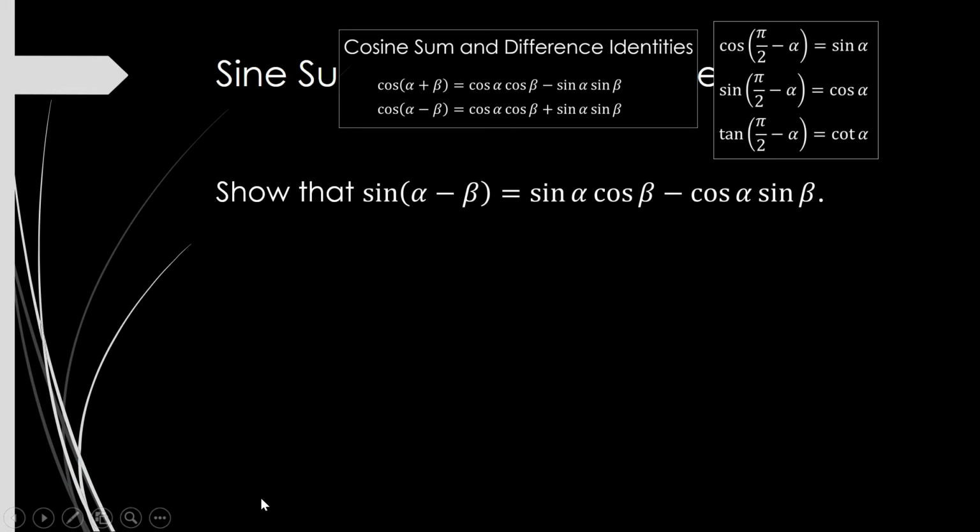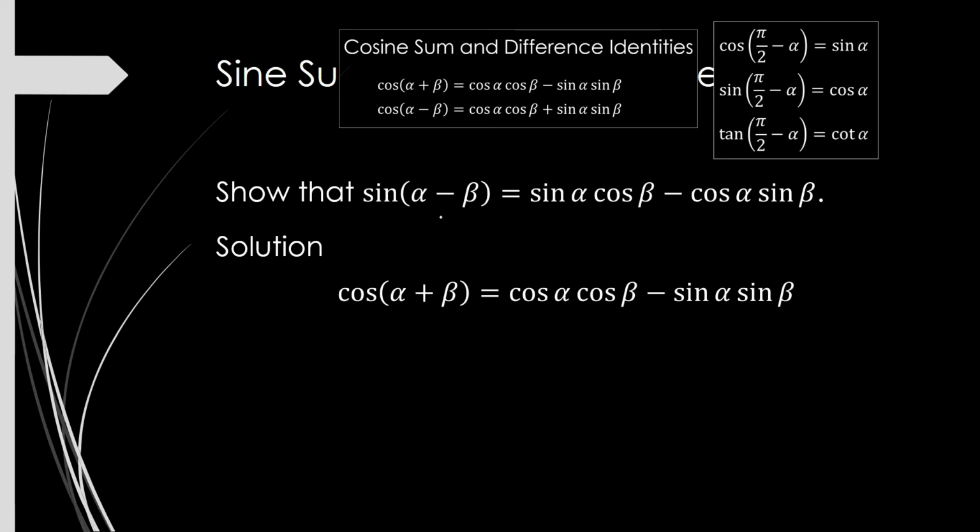So how do we begin? Well, we shall begin by using our identities for cosine, the sum of angles identity for cosine. So cosine of alpha plus beta is equal to this. Now I want you to pay attention to alpha because I'm going to replace alpha by another angle, which is pi over 2 minus alpha. So this is still a sum of two angles. Pi over 2 minus alpha, that's our first angle, plus beta.